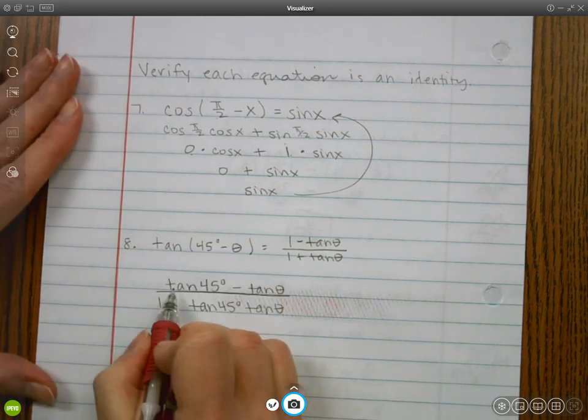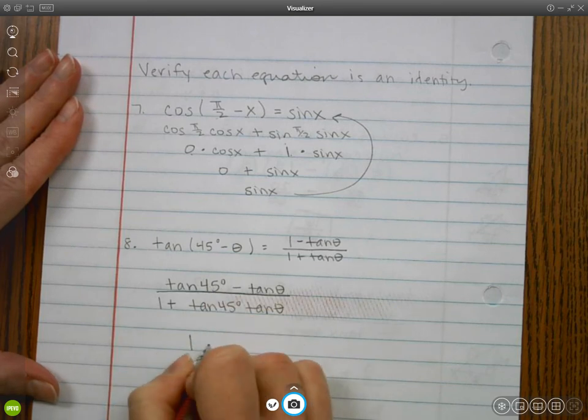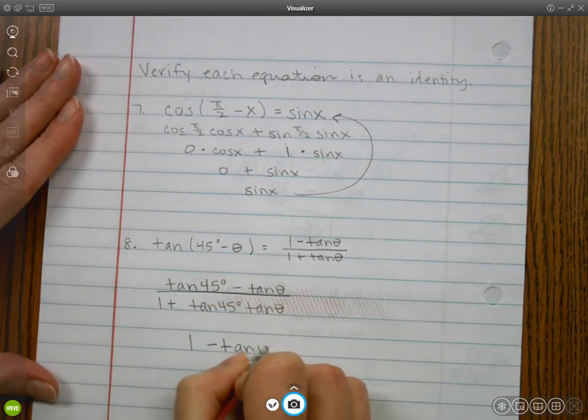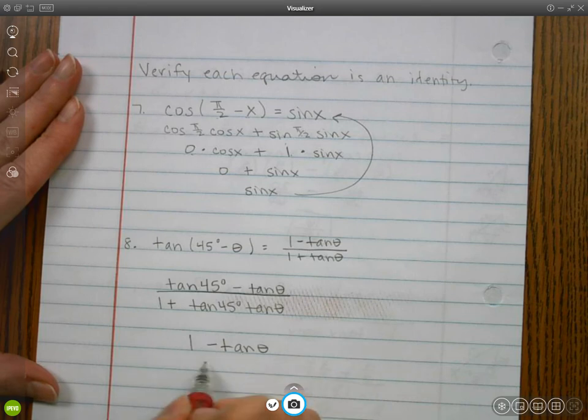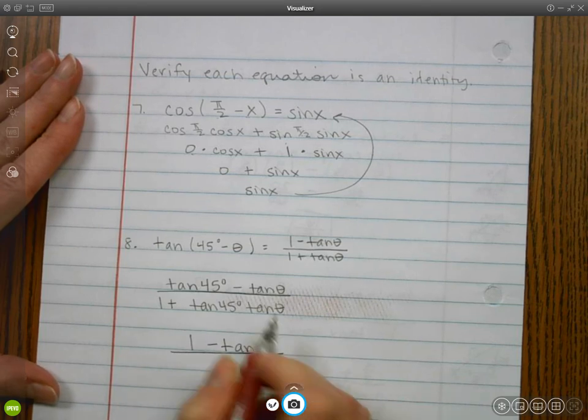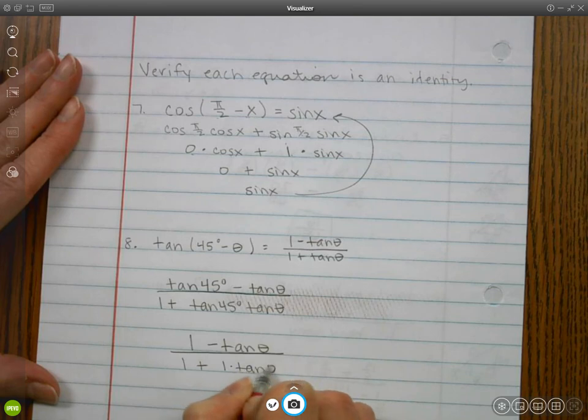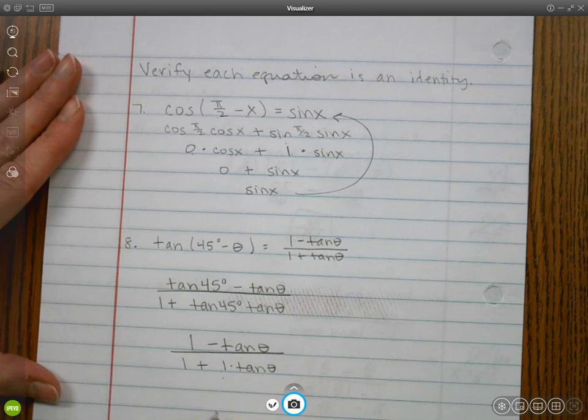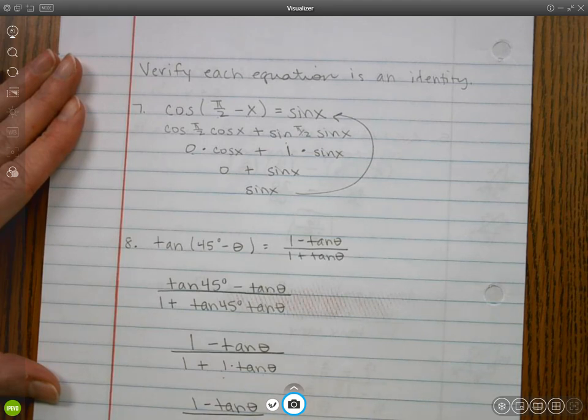Okay, so at 45 degrees, tangent is 1. So our numerator has it fixed. All right. Again, tangent is 1 at 45 degrees. So this is 1 times tangent, which is just tangent. So you have 1 minus tangent, and then you have 1 plus this, which is just tangent. And that is what you wanted.